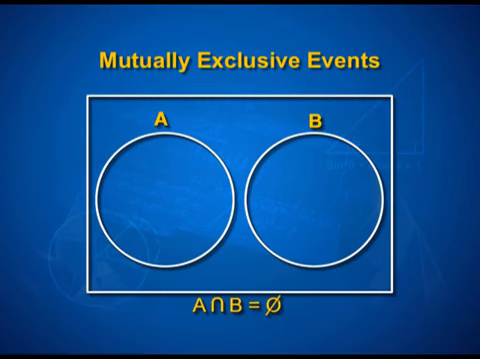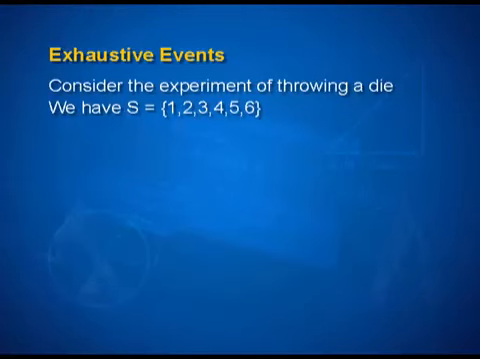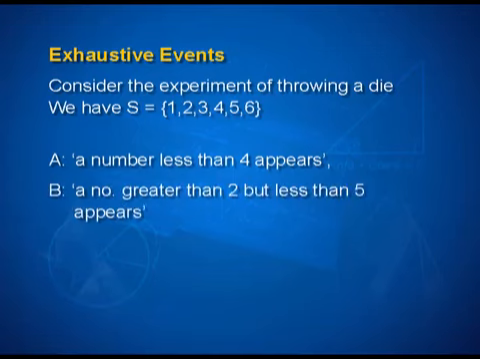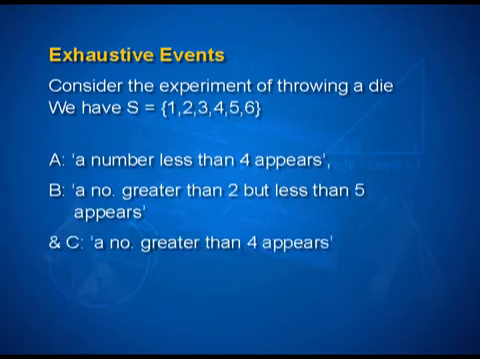They are disjoint. Now let us discuss exhaustive events. Consider the experiment of throwing a die. We have S = {1, 2, 3, 4, 5, 6}. Let us define the following events. Event A: a number less than 4 appears. Event B: a number greater than 2 but less than 5 appears. And C: a number greater than 4 appears.